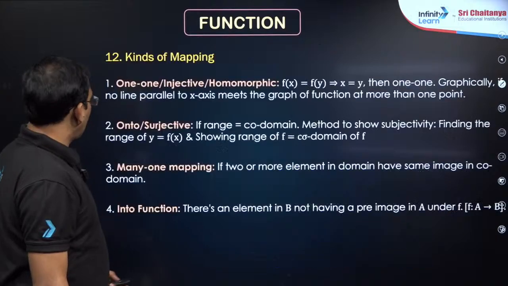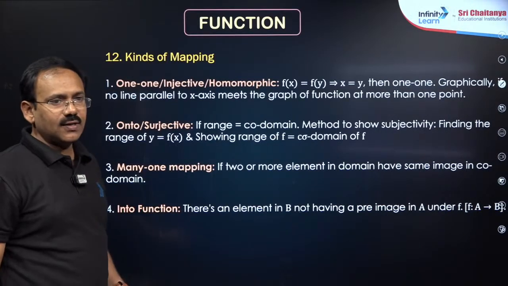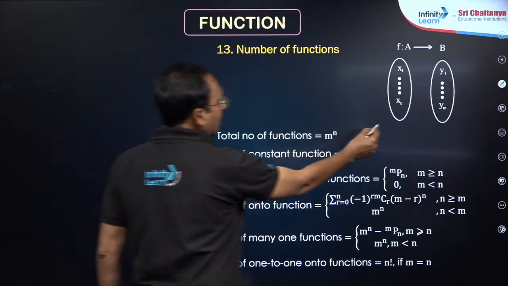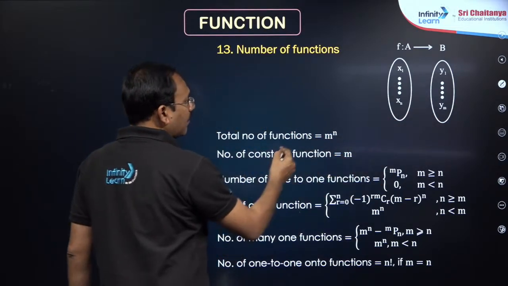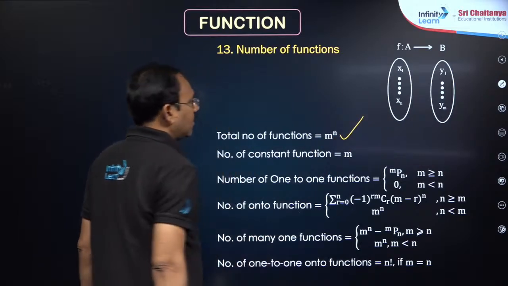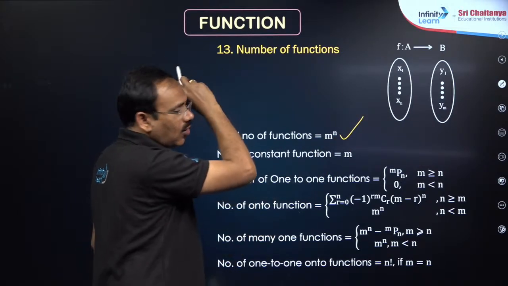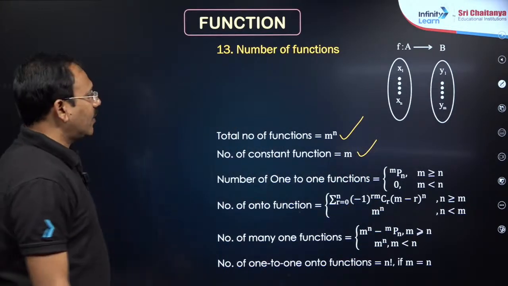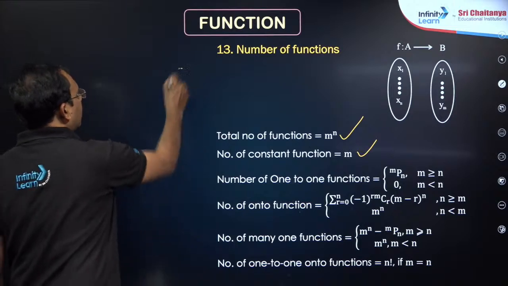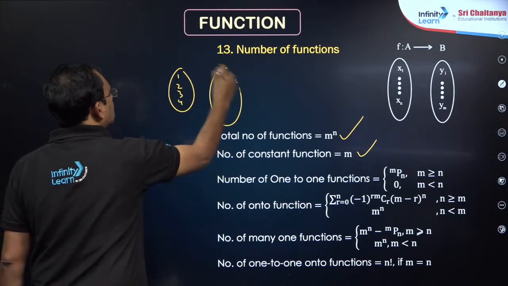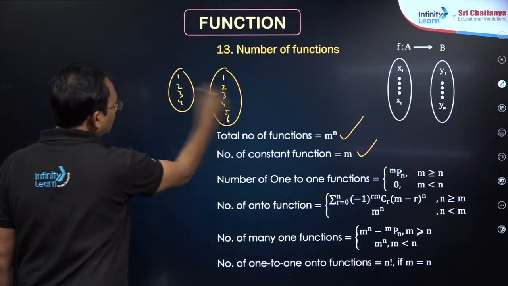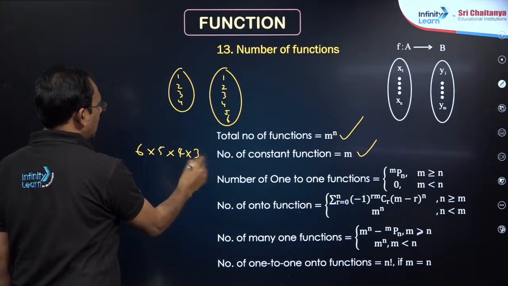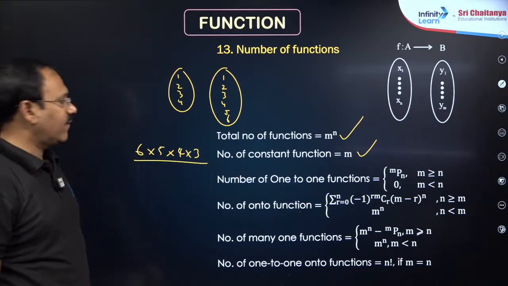Next, dear students, already I have covered 1-1, onto, many-one. Okay, number of functions, my dear friends. If A has n elements, B has m elements, number of functions is n(B) power n(A), that is m^n. Constant functions means all should be mapped to a single element, there are m of these. Number of 1-1 functions: suppose there are 4 elements here and 6 elements there, 1 can be mapped in 6 ways, 2 can be mapped in 5 ways, 3 in 4 ways, 4 in 3 ways. 6P4 will give you the number of 1-1 functions.